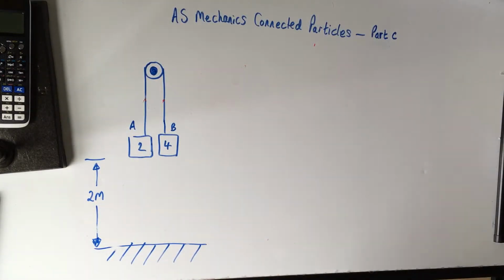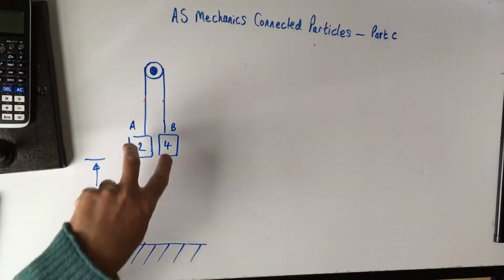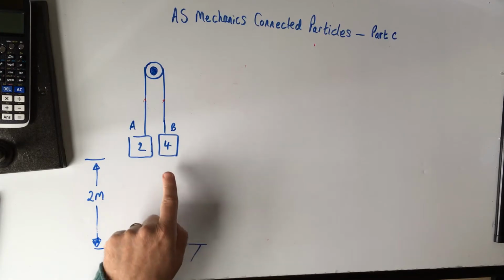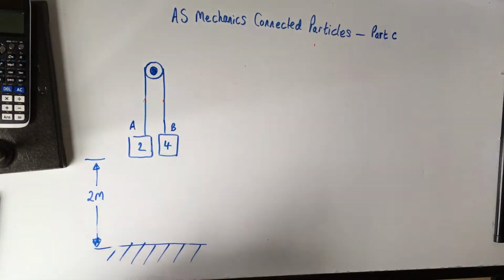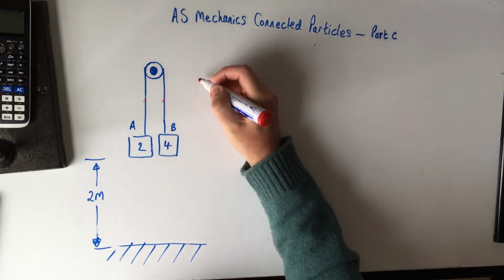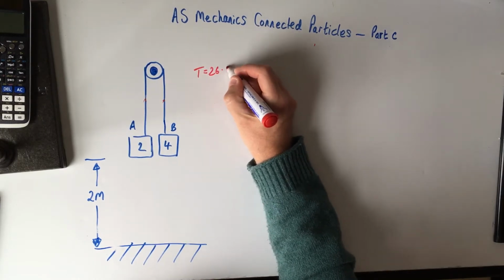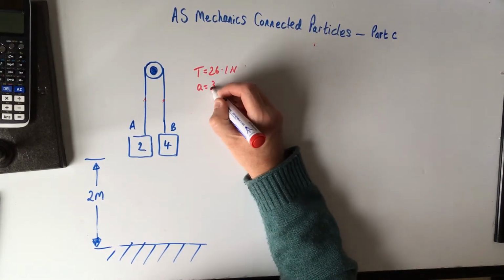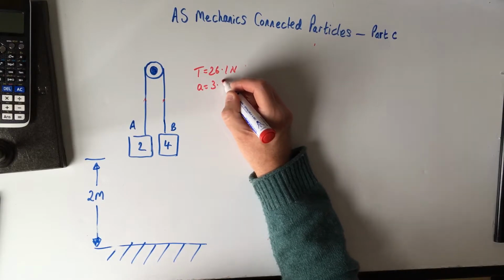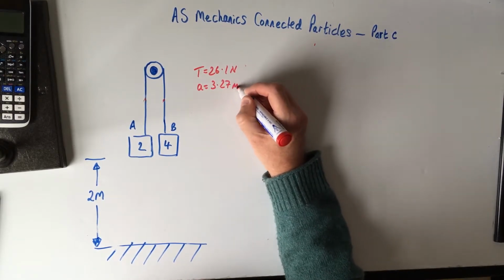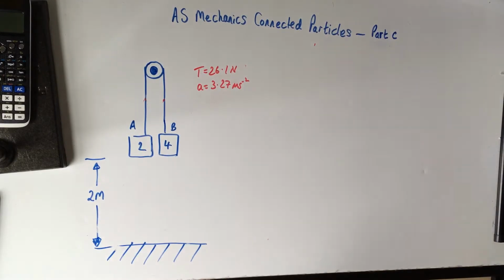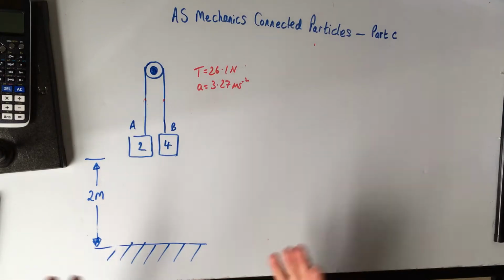And this is the example that I used in part B of these two blocks, of 4 kilograms, you may remember, and 2 kilograms hung over a pulley, and we worked out the tension and the acceleration. We worked out that the tension was 26.1 newtons, and the acceleration turned out to be 3.27. If you can't remember why that is, you need to watch part B, because I go through that. That's when we split them into two halves. So you always have to do that when you're doing a pulley question.